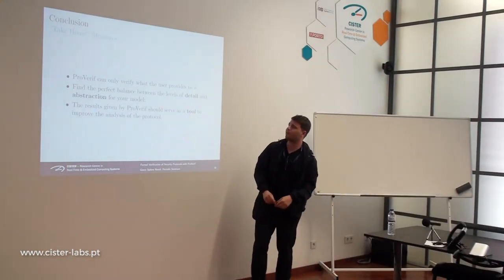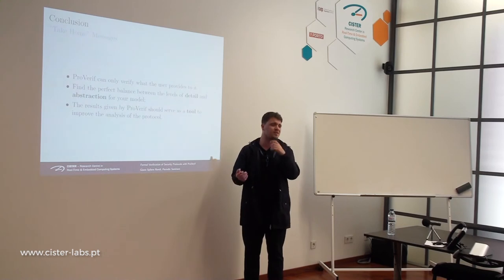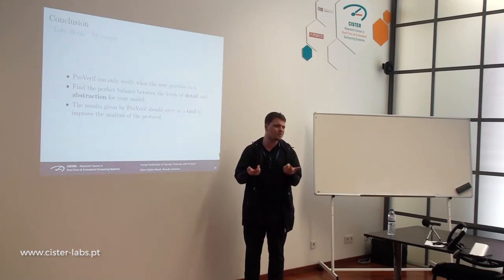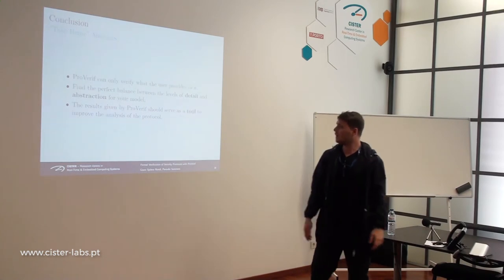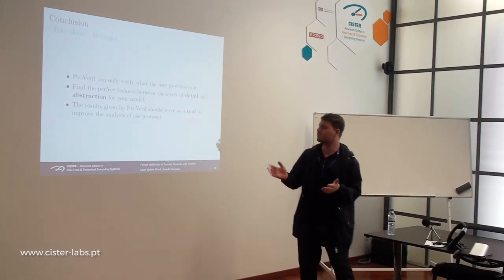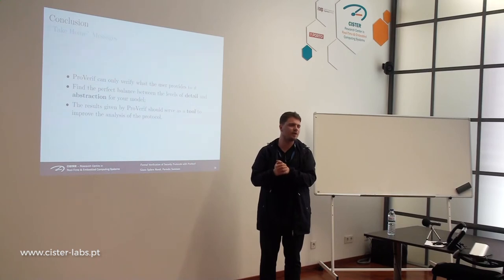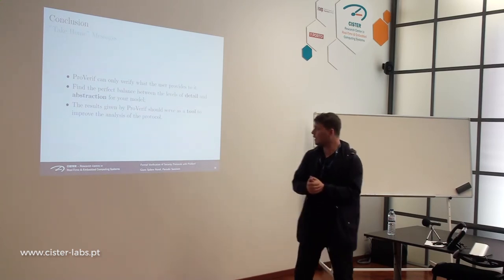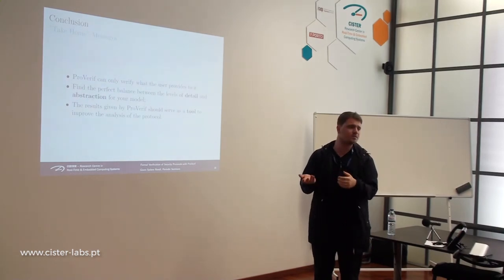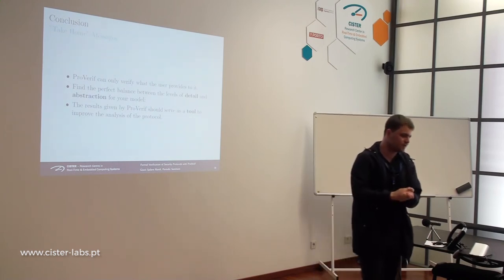ProVerif can only verify the things that you provide to it, so it's completely dependent on the model that you give to the tool. You have to find the perfect balance between the levels of detail and abstraction. What I want to say is that you should not try to put as many details as possible if it doesn't make any change on the result. You should just put the necessary amount of information. And the results by ProVerif should be used as a tool, not as the absolute truth of the protocol verification.